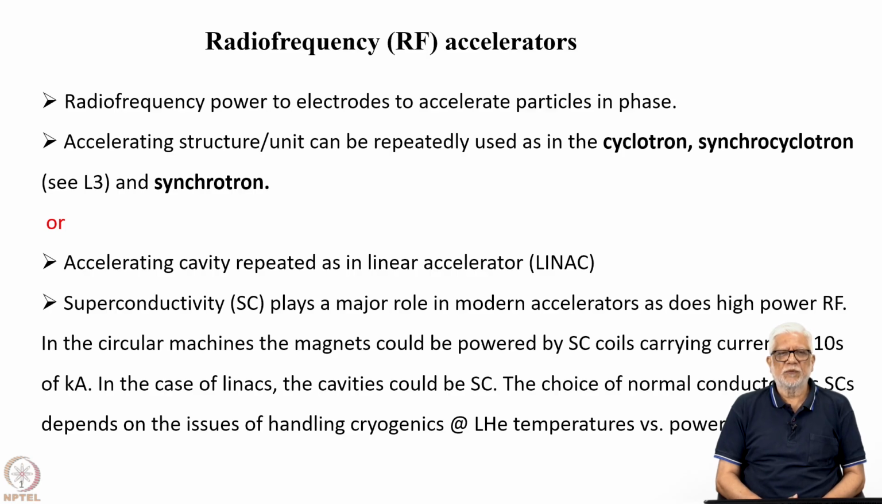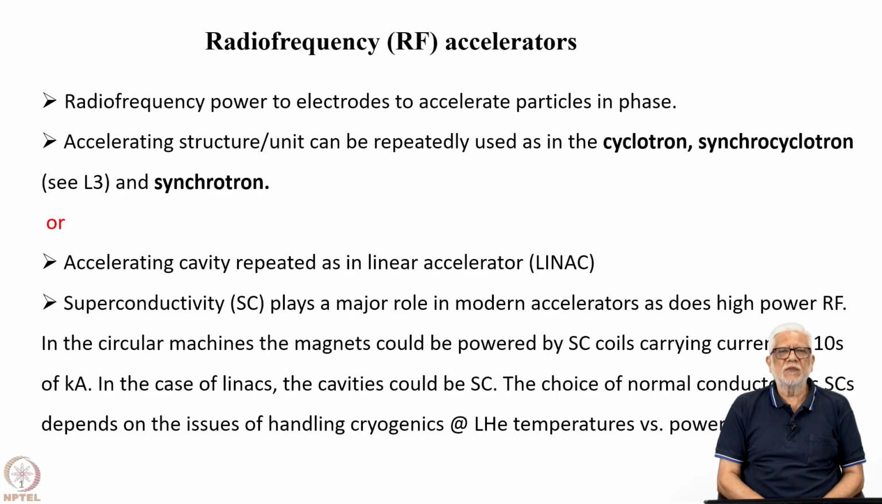The accelerating structure or unit can be repeatedly used, as in the cyclotron or the synchrocyclotron or the synchrotron. Alternatively, instead of using the same structure, you can have accelerating cavities repeated, as in a linear accelerator. The particle goes through many such cavities, and it gets accelerated at each of the gaps between the cavities, the electrodes in those cavities.